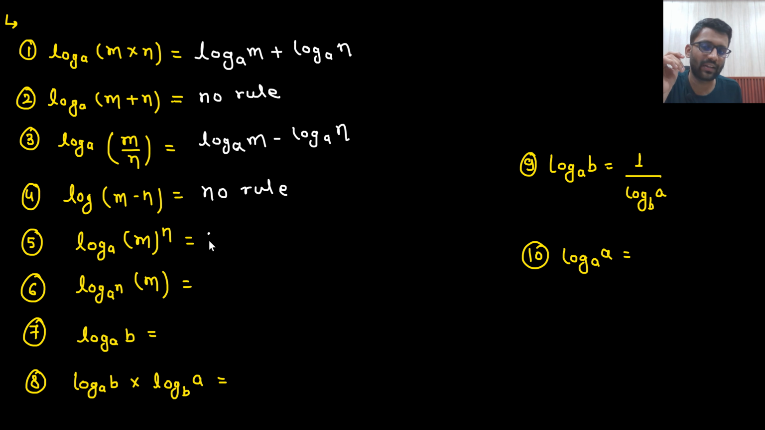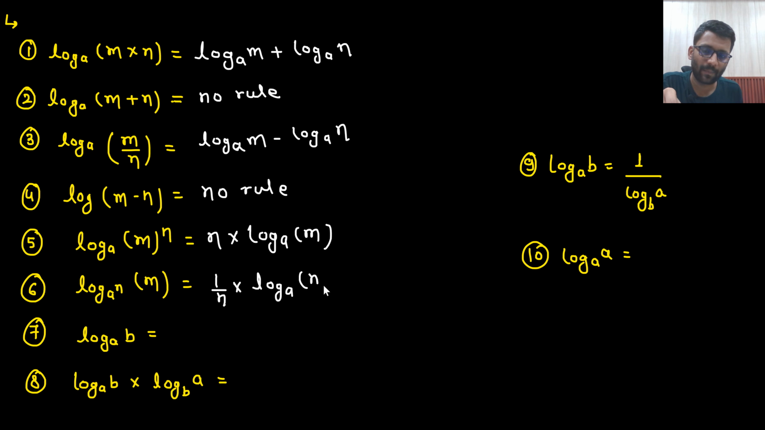So log a of m to the power n, that can be replaced as n will come in front. So n into log a m. And if here you see power 1 by n, then 1 by n will come in front. But this will be reciprocated, we will take the reciprocal. So 1 by n into log a m. Okay, and log a b can be written as log b by log a, with any base here, with any base.